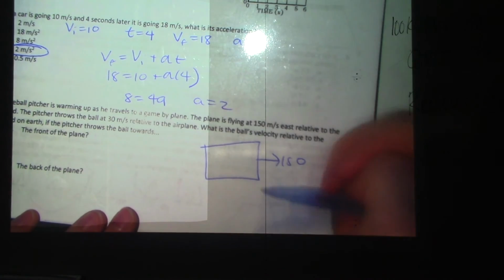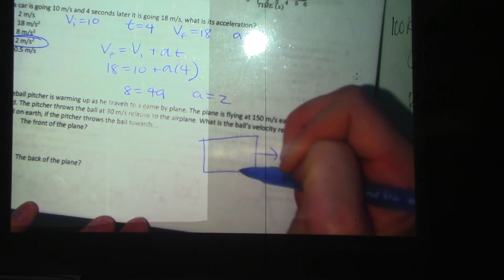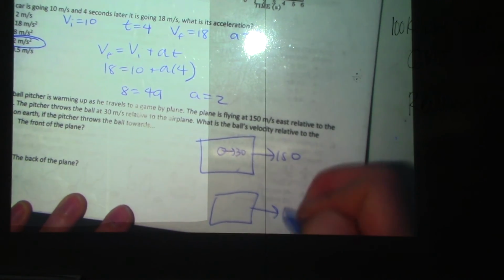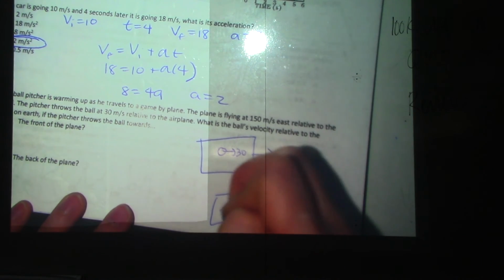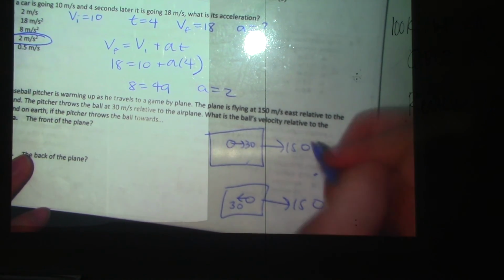Baseball pitcher warming up when they're traveling to a game by plane. The plane itself is going 150 meters per second east relative to the ground, and the pitcher, who is inside the airplane, throws the ball at 30 meters per second relative to the airplane. If they throw it to the front, it would look like this. If they throw it to the back, like in situation B, it would look like this. In each case, I want to know the velocity relative to Earth, so what somebody outside on the ground would say the speed looks like.